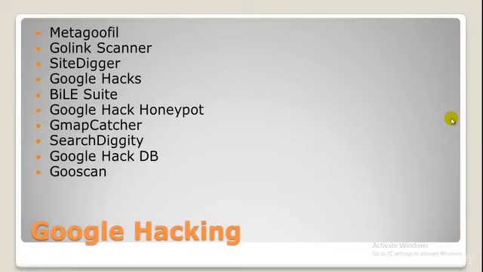Then we have Google Honeypot, which is the reaction to a new type of malicious web traffic, and it is a search engine for hackers, Google Hack Honeypot, and you can check it at ghh.sourceforge.net. GHH implements the honeypot theory to provide additional info security to your web presence. We have Gmap Catcher, Search Diggity, Google Hacking Database, as I showed you, and finally GooScan. GooScan is a tool that automates queries against Google search appliances, and these queries are designed to find potential vulnerabilities on your websites. So that would be it for this tutorial.